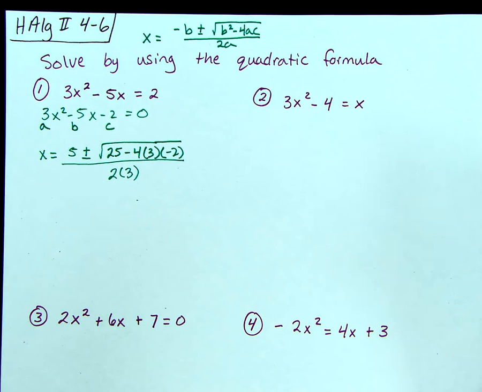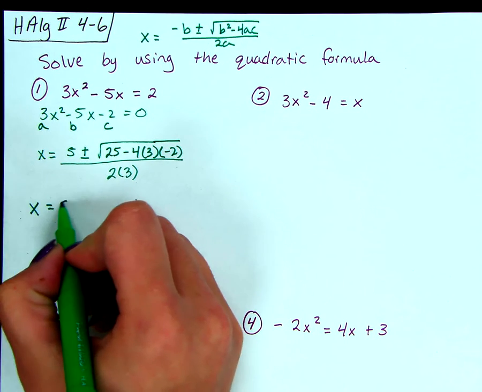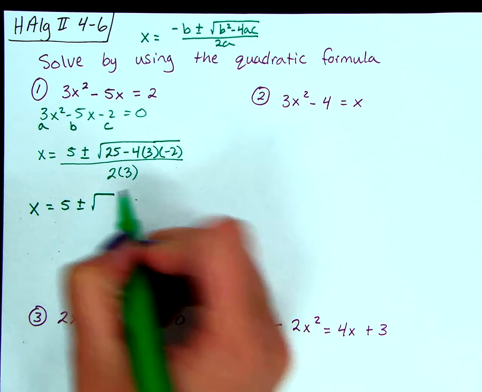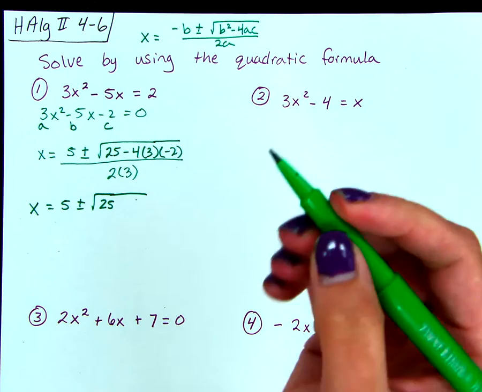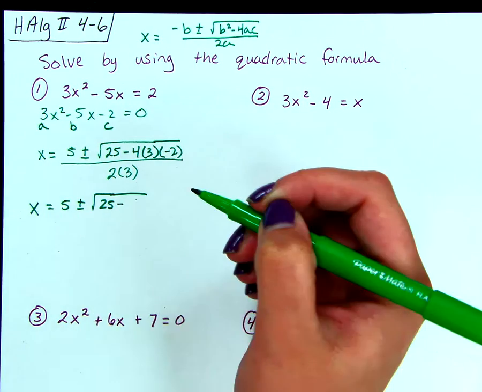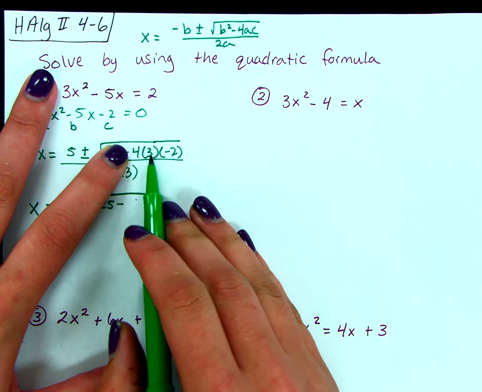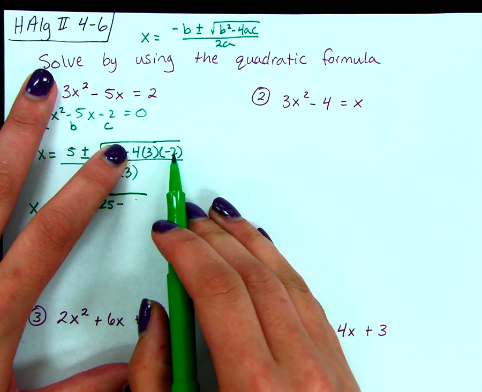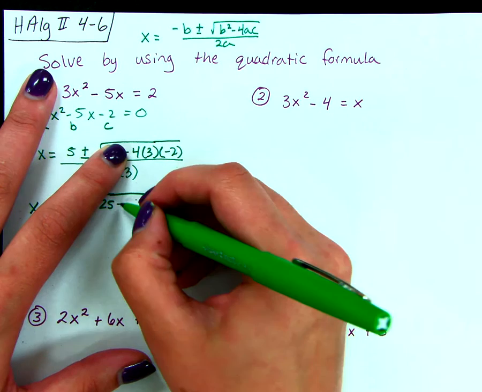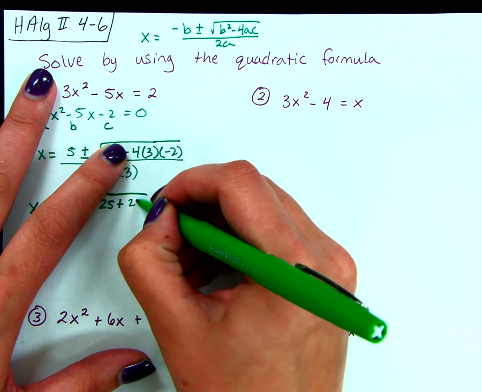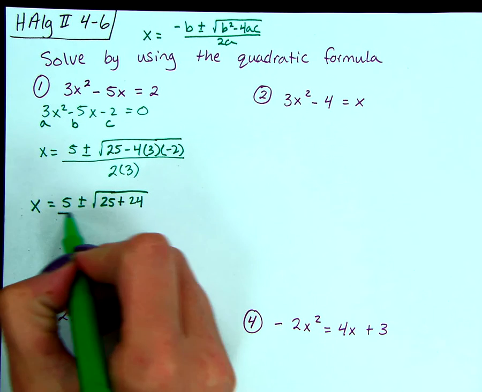So now we are simplifying. So we're going to start inside of our radical. So x equals 5 plus and minus the square root of 25. So I'm going to put a minus here. So I'm going to ignore the minus here, and I'm going to multiply these three numbers together. So 4 times 3 is 12. 12 times negative 2 is a negative 24. So that means I'm going to be subtracting a negative. So that's going to become positive 24. And then 2 times 3 is 6.